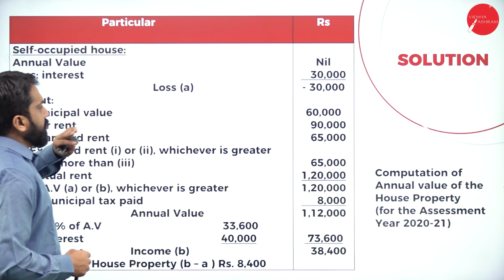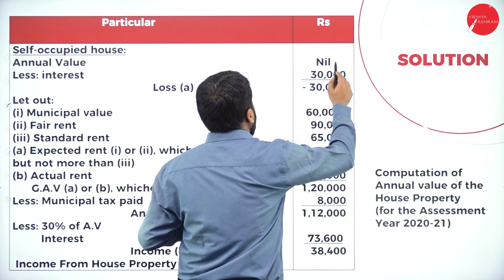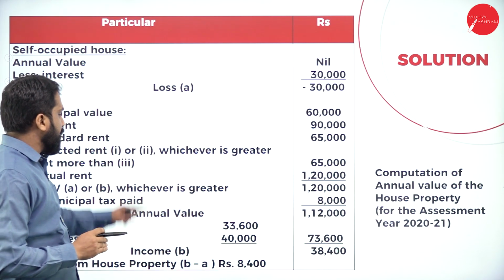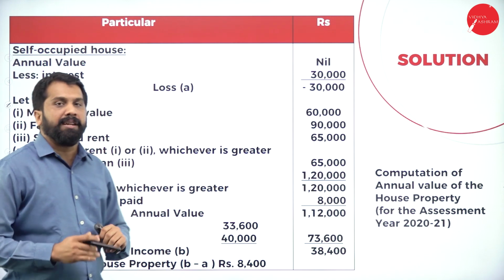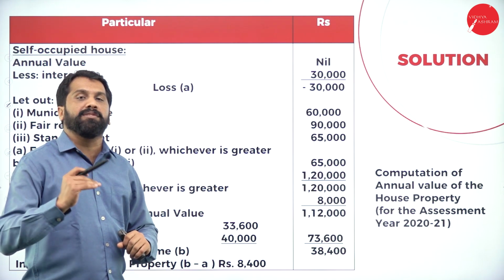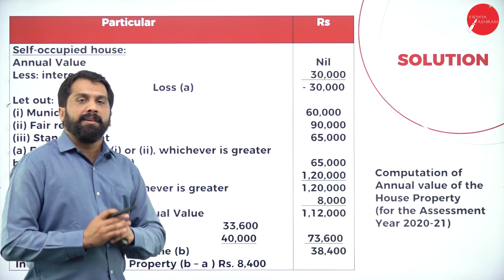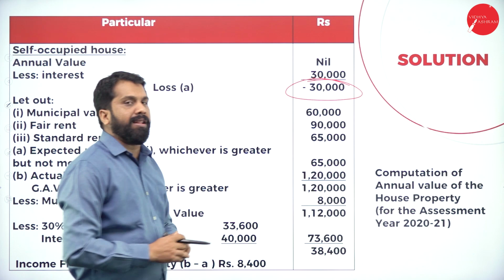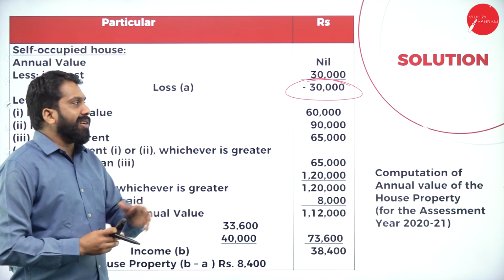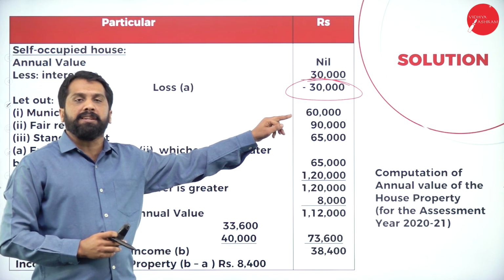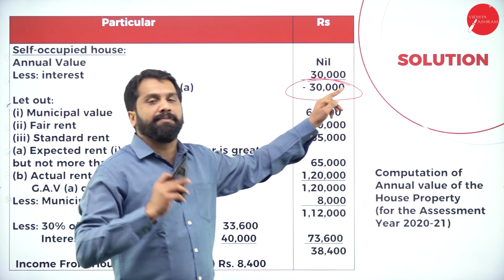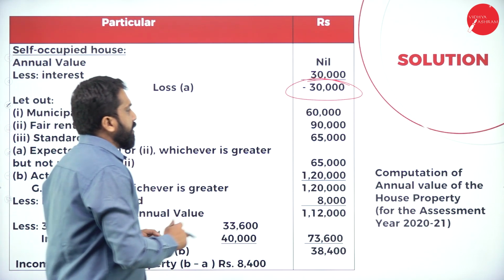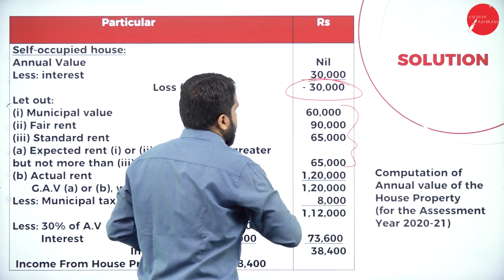So, I will not explain these things again. This is your self-occupied property. As I told you, we will not go for all those calculations like whichever is higher or less, municipal tax paid, 30% and all. Directly we go for whatever interest is paid. It is in minus value, it is 30,000. Without income, if you consider expenditure, it is always a minus figure. Clear? Yes.